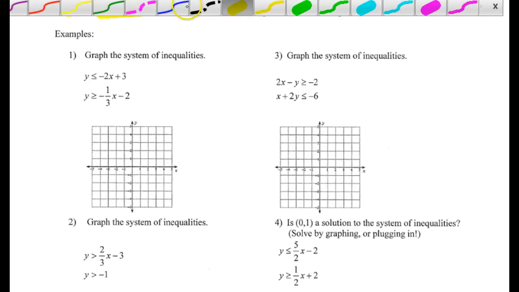So let's take a look at some examples of how we do that. Alright, so example 1, we have these two inequalities. Y is less than or equal to negative 2x plus 3. Y is greater than or equal to negative 1/3 x minus 2. Both of these are in slope-intercept form, so we can just start graphing it. So just do one at a time.